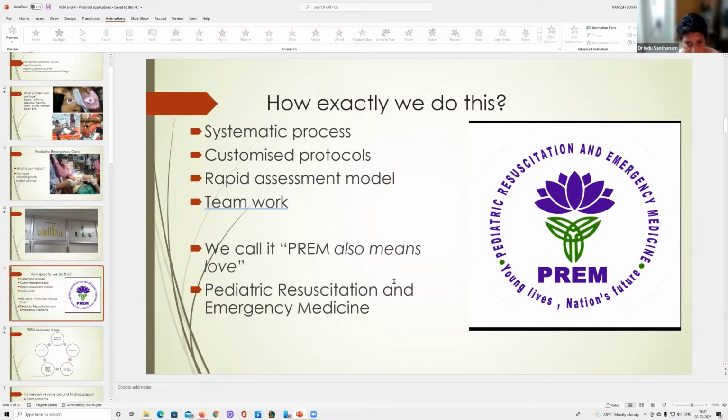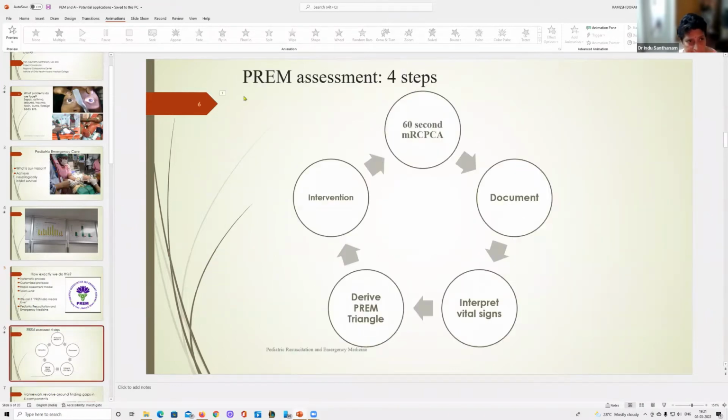Subsequently, this became an initiative where when the government saw the impact on children's hospital mortality, it has now been implemented in the state of Tamil Nadu under this PRAME initiative. It has been established in all the rural district hospitals as well as medical colleges. But before that, let's see what the process is. This PRAME process is about 4 steps. It has this 1 minute rapid cardiopulmonary cerebral assessment.